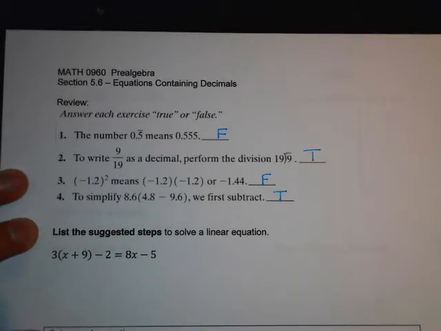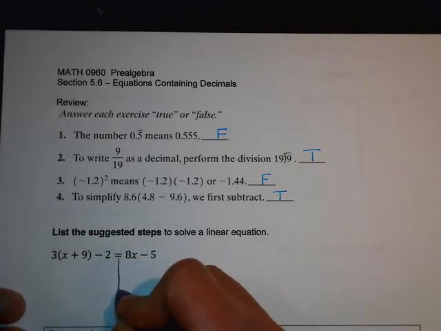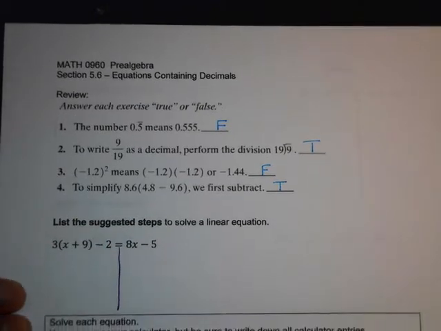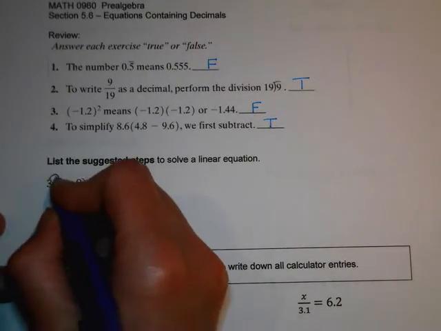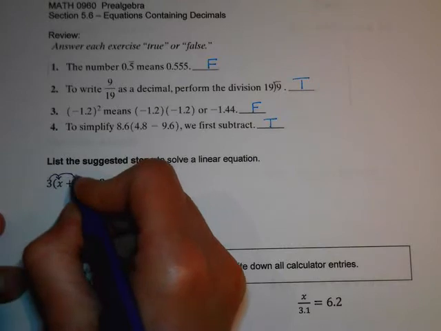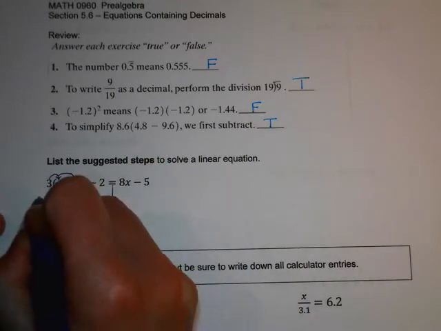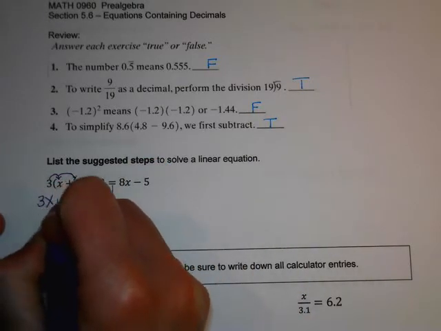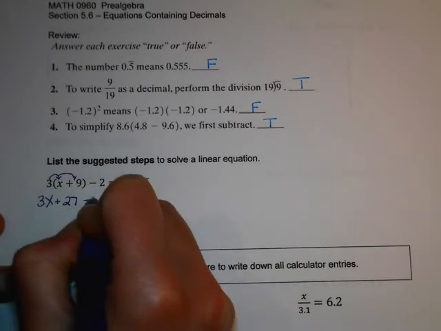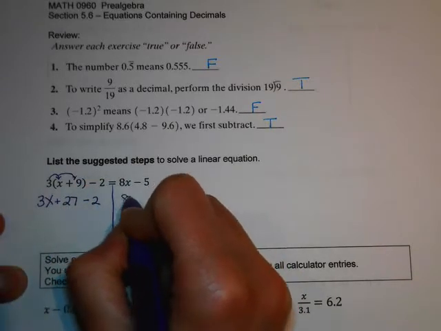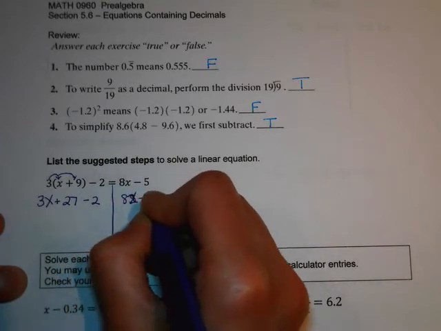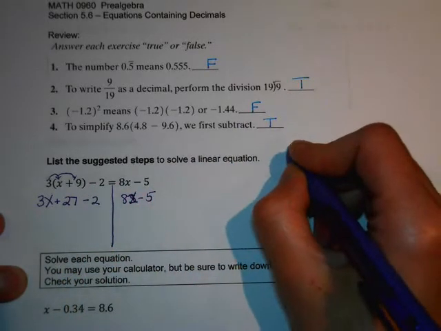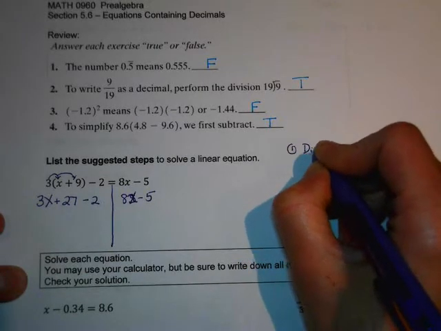So in order to solve an equation, the first thing you have to do is get rid of your parentheses, right? So let's go ahead and distribute that 3 to the x and the 3 to the positive 9. So that'll be 3x plus 27 minus 2. And then over here we'll have 8x minus 5. So that would be step number 1. Distribute to get rid of the parentheses.